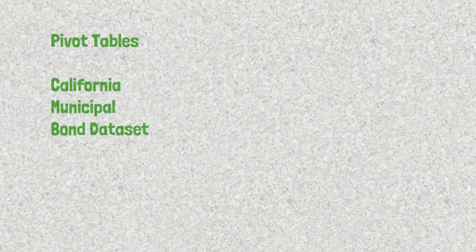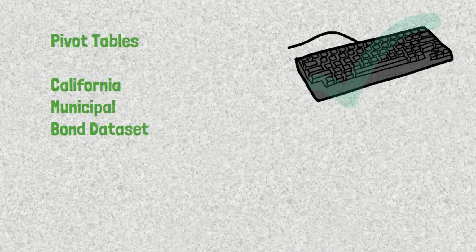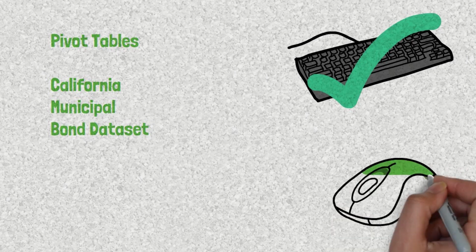This video teaches you how to use pivot tables in Excel with the California Municipal Bond Dataset. I'll teach you how to do it with the keyboard and without the mouse.